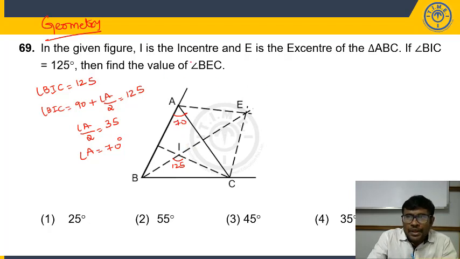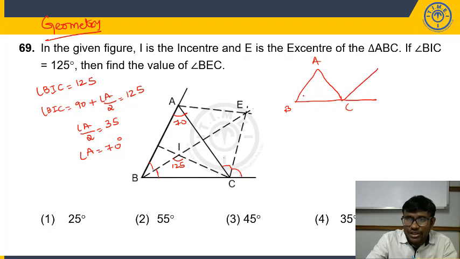And E is the excenter. Excenter means this angle and this angle will be equal, and obviously this is an incenter. So this is an external point. E is the point of intersection of the exterior angle bisector of C and the interior angle bisector of B. Whenever you have a triangle like this, the exterior angle bisector of this angle and the interior angle bisector of this angle meet at a point, here it is E.